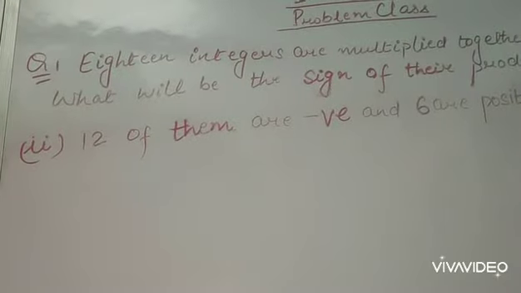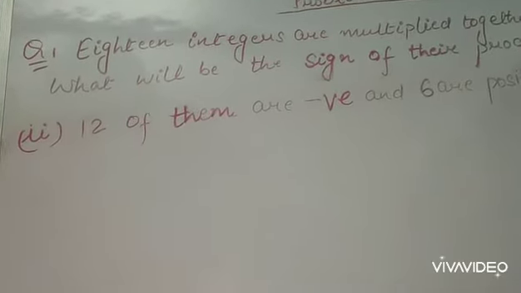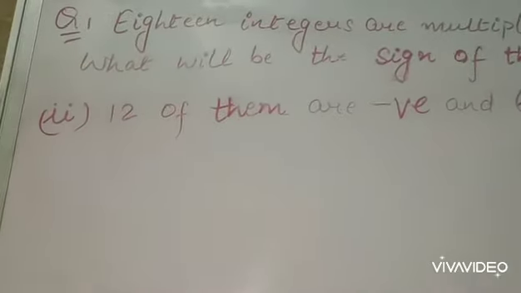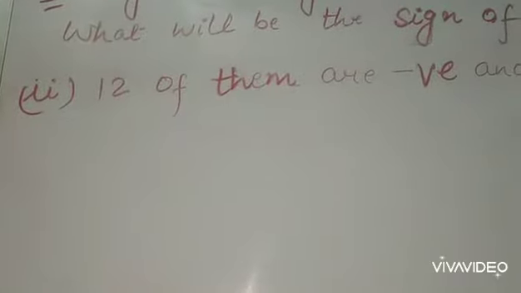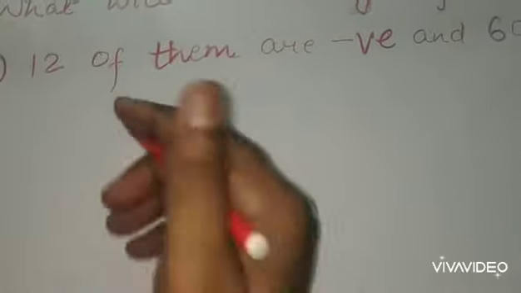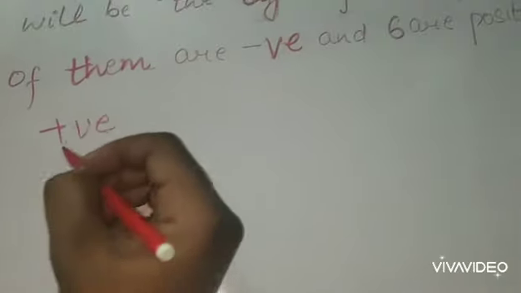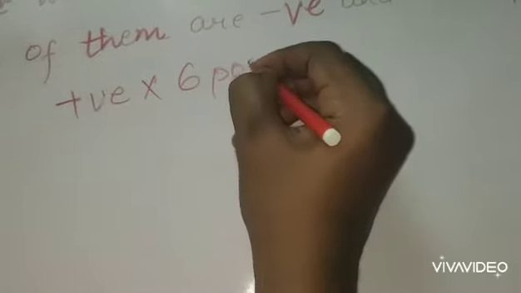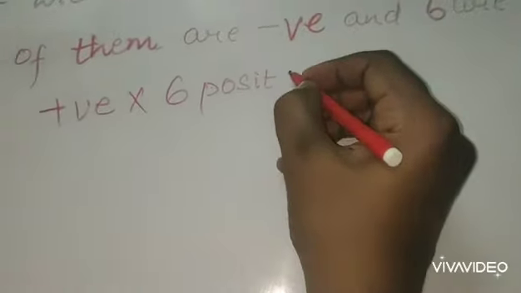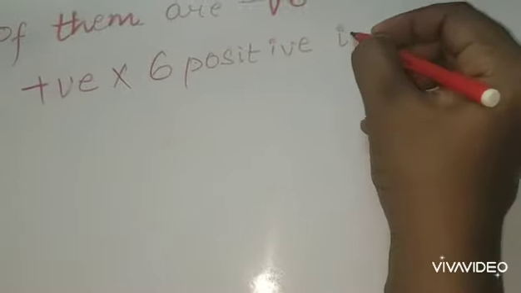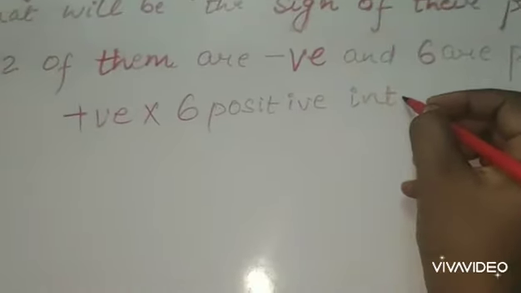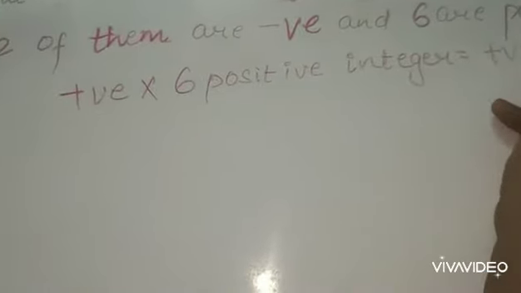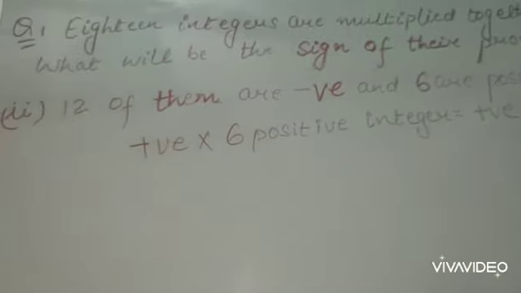The second part of this question is: 12 of them are negative and 6 are positive. Students, here you can see that 12 is an even number, so definitely its product will be positive, and if it is multiplied with another 6 positive integers, it will give you a positive result.